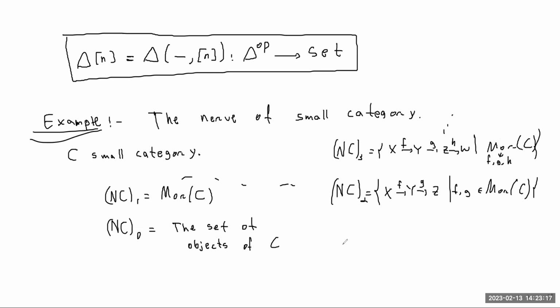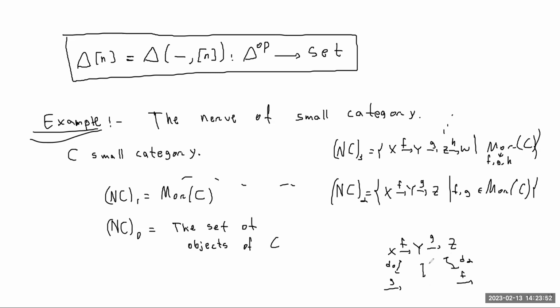And now maybe it's obvious what the face maps are. The face maps are given by the source and the target. Yes, that's the target. D0 of this is G, and D2 of this is F.